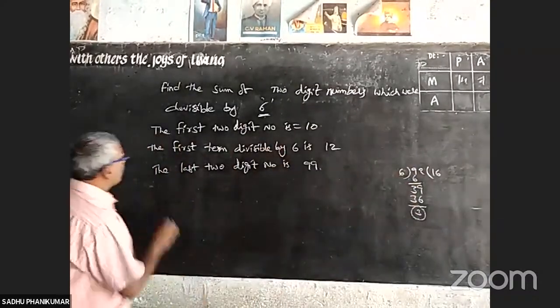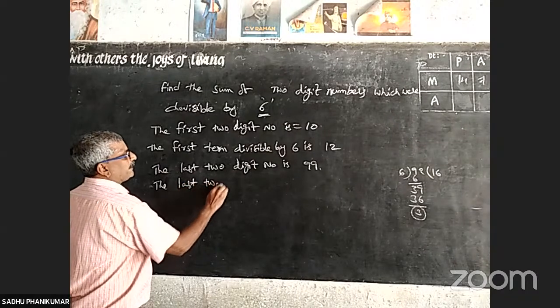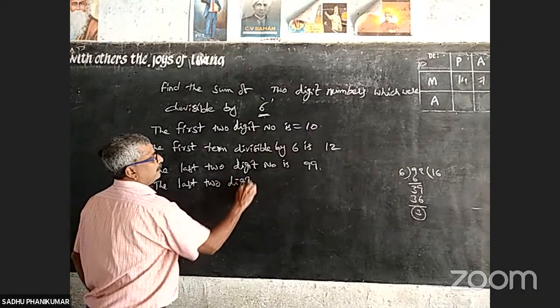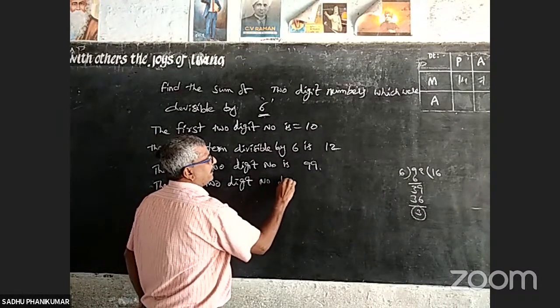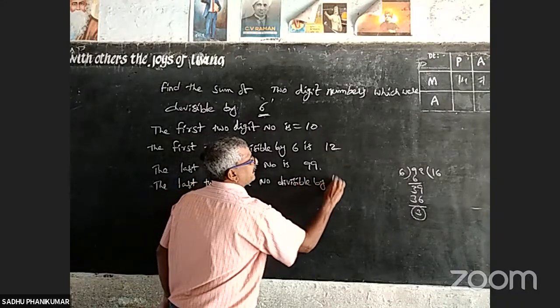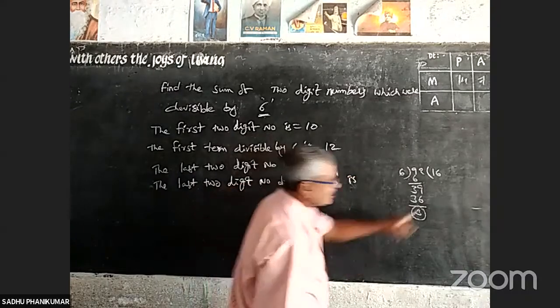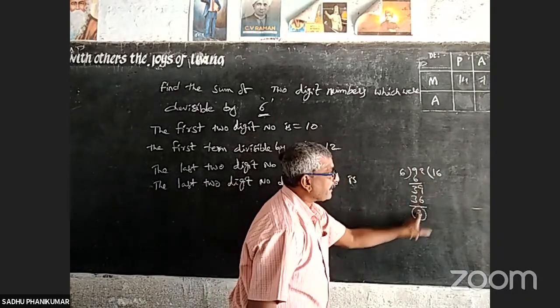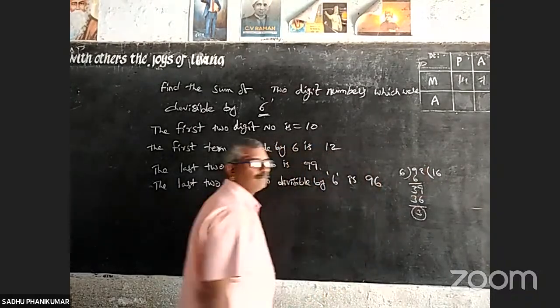So the last two-digit number divisible by 6 is 3 less than this one, that is 96.